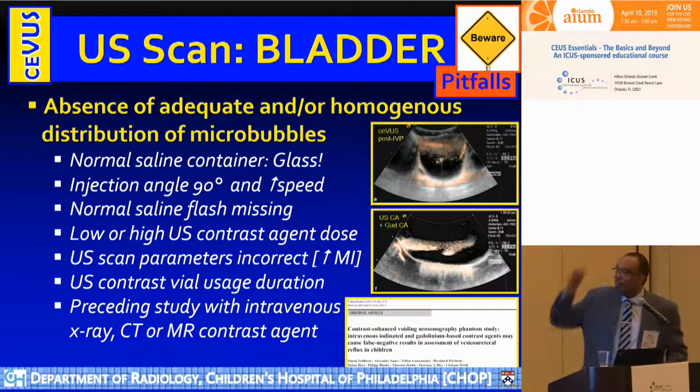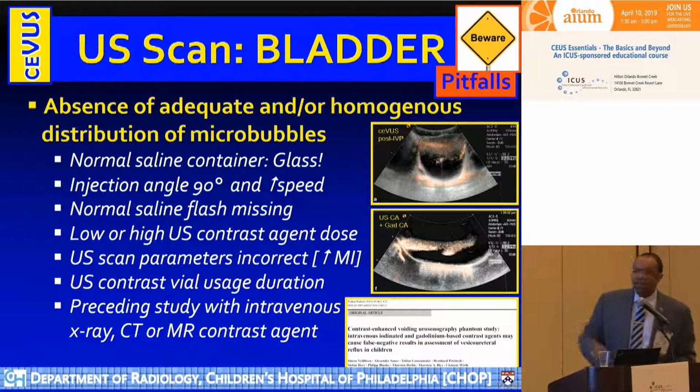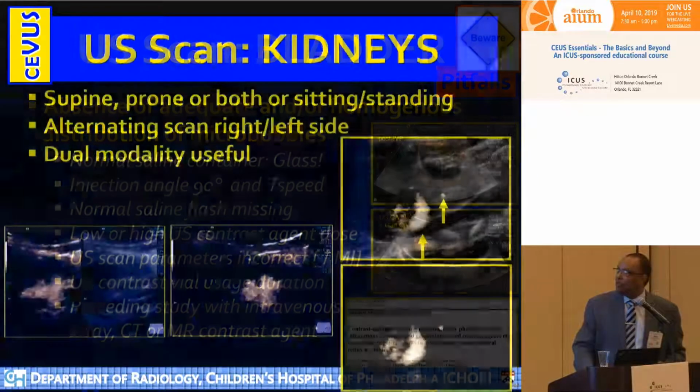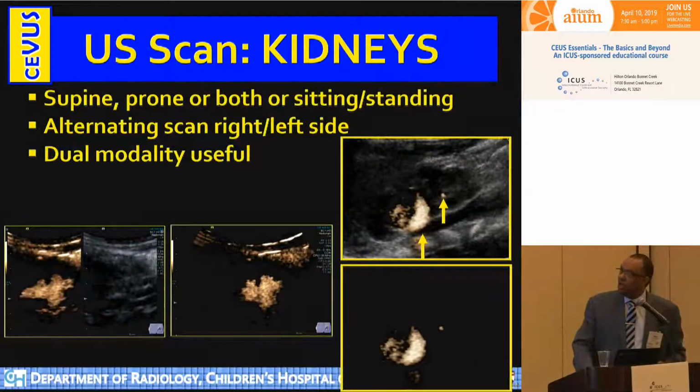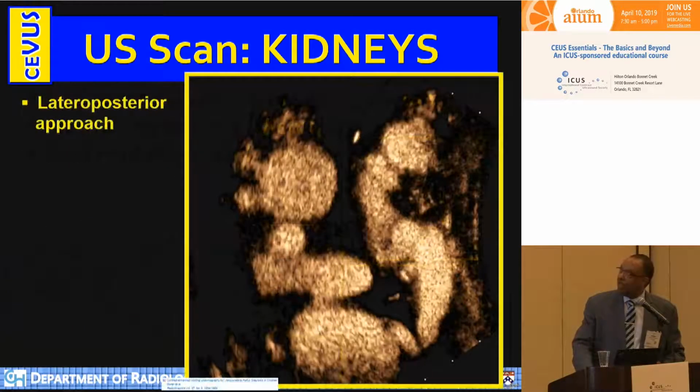Just one thing to remember: if you have to do an MR or CT study, it's advisable to do the ultrasound first and then CT or MR later, because the CT or MR contrast does not mix well with the ultrasound contrast, and you need a homogeneous distribution of the microbubbles to make the diagnosis. So as I mentioned, we scan the kidneys alternatingly, right and left.